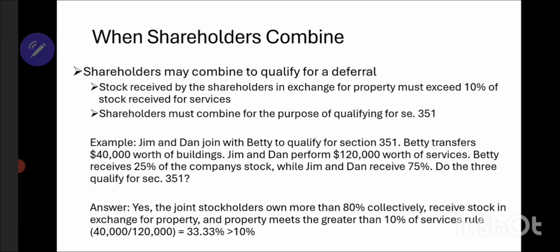So we're satisfying that second rule. Do the 3 qualify for section 351? So they do qualify for section 351 because they own more than 80% collectively, right? They also receive stock in exchange for their property. That's perfect. And the property is greater than 10% of services. So that calculation, the $40,000 is the building, the property, and then we're doing that over the services amount. So that gives us 33.33%, which is greater than 10%. So these shareholders will qualify for section 351.